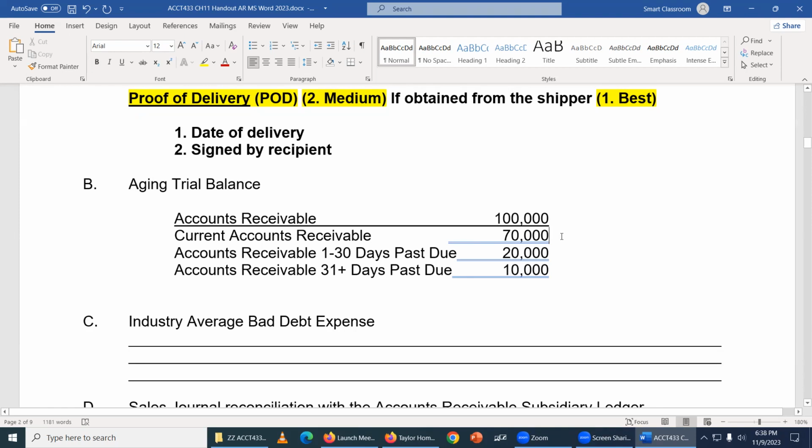Okay, which one of these are more likely to be collected? The current ones, the ones that are past due 30 days, or the ones that are past due over 30 days? Right, I mean, which ones are we most likely to collect? Yeah, the current ones.